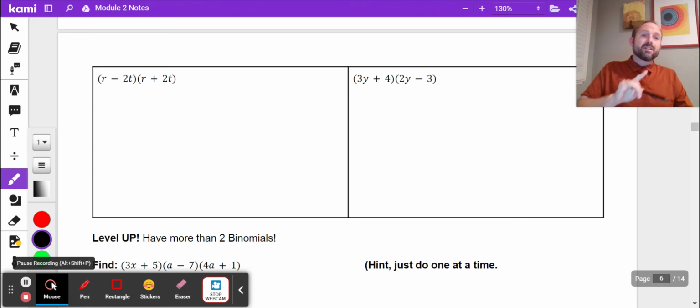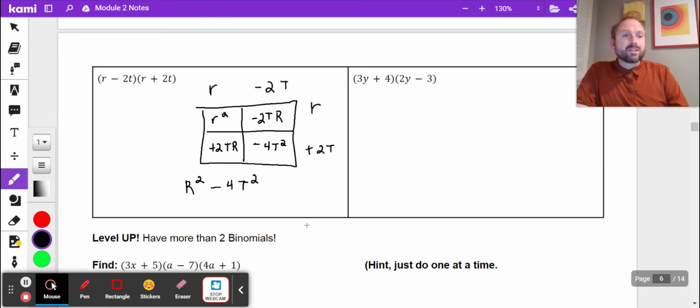Let's do the first one in 3, 2, 1. So you can tell right here that the middle cancels each other out because they're adding the opposites right here. We have this minus 2t plus 2t. That creates this plus 2tr minus 2tr. Now we'd use this in our last section.